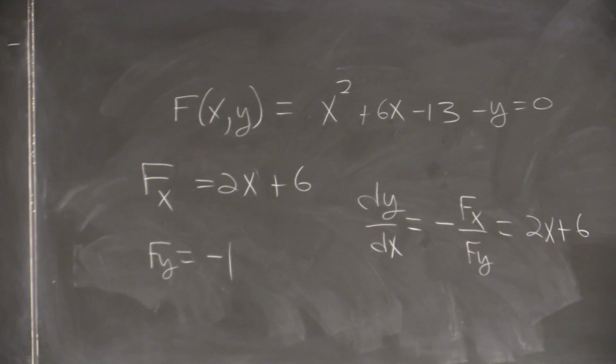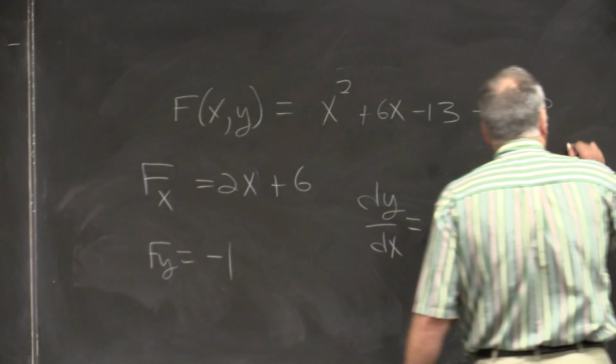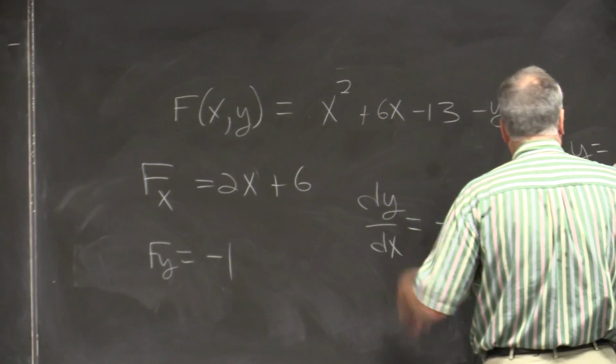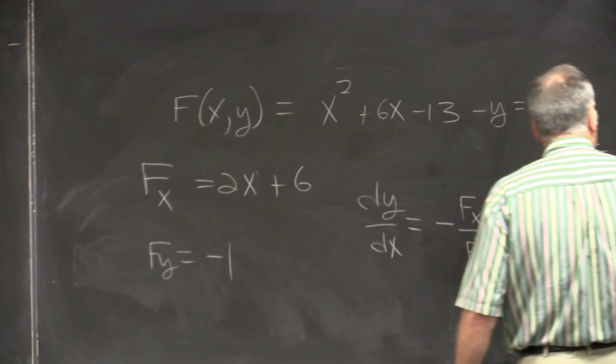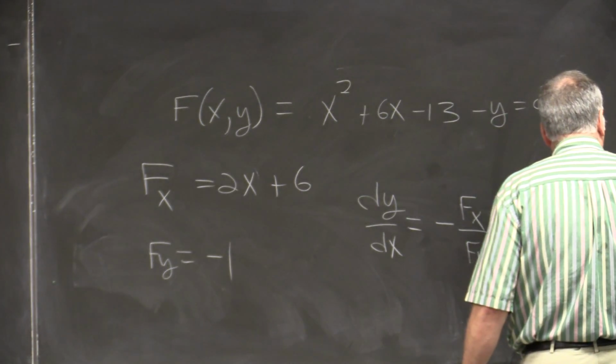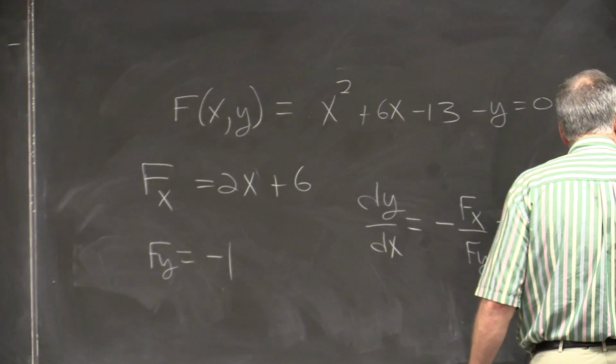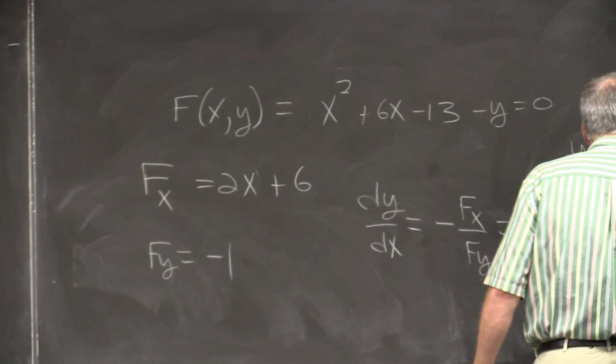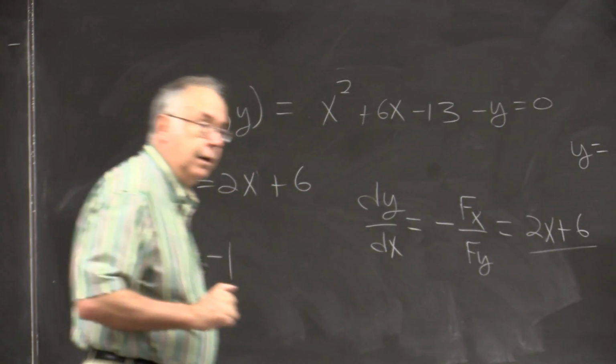Now in this case, a simpler way of getting dy dx, and I thought that's what you were trying to do, Jacob. What would be a simpler way of getting dy dx without using the implicit function theorem? Okay, just move y to the other side. And then you get y equals x squared plus 6x plus 13. And then differentiate this and get dy dx equals 2x plus 6, which is comforting, it's the same answer.